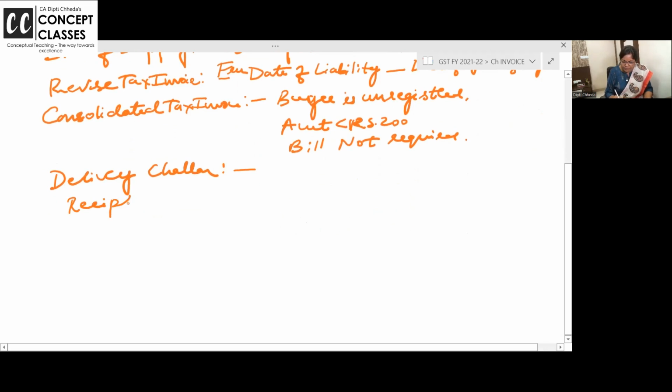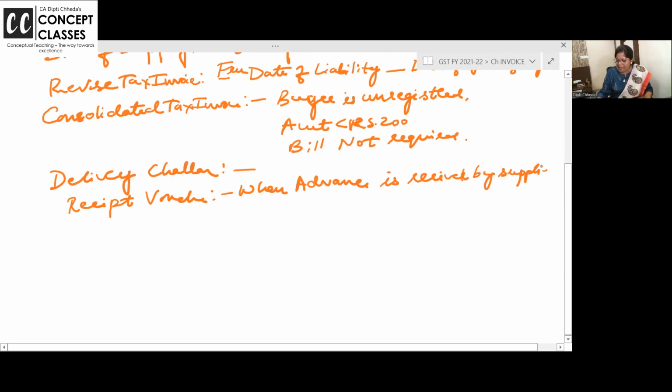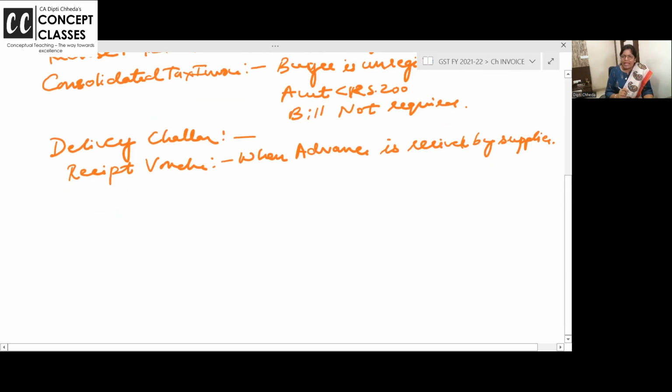Receipt voucher. When advance is received by the supplier. Are you all listening and writing with me? The supplier has got advance. I hope you all remember, on advance of goods there is no GST. Advance against the goods which I have to supply, there is no GST, but on advance of services GST is there. So for that, what will come? Receipt voucher.